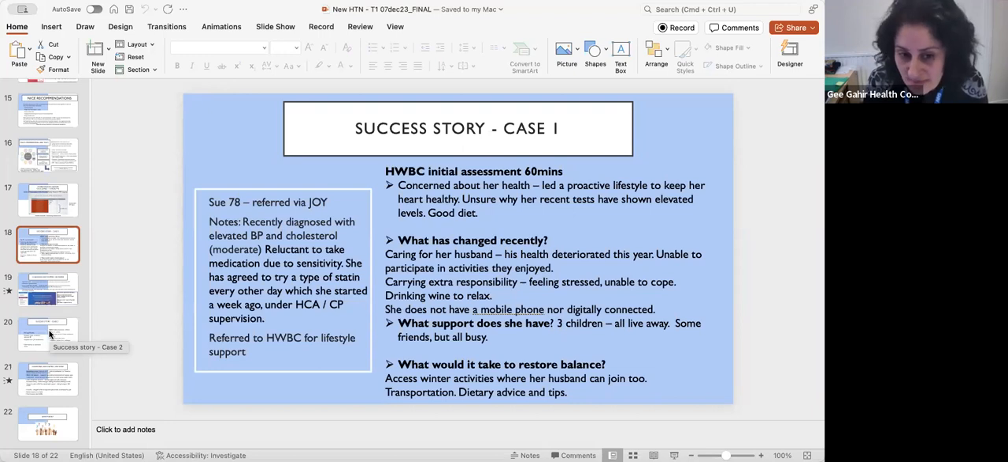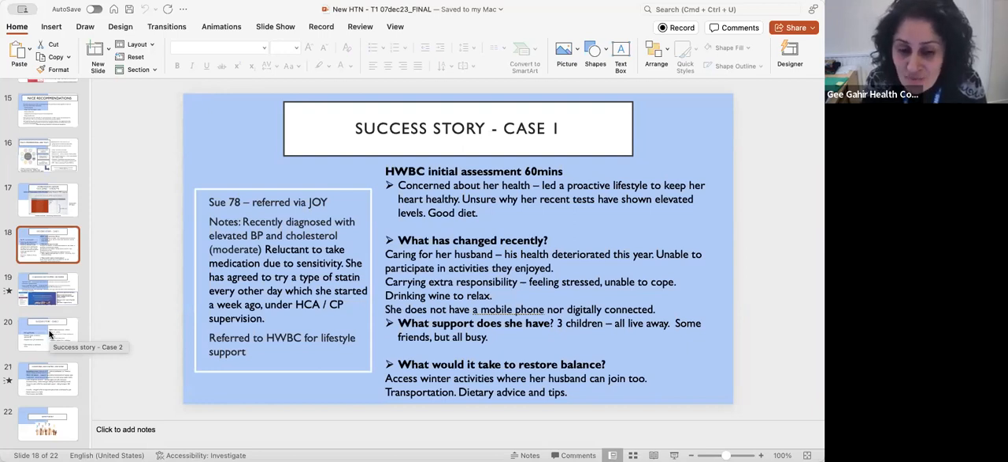So I asked her what had changed recently. And she said her husband had fallen ill that year, and she'd started caring for him. So his health has deteriorated, and both of them were unable to participate in the activities that they had enjoyed. So their physical activities had declined. And she was carrying the extra responsibility, feeling stressed, unable to cope. Her family lived far away, so she didn't have any immediate help close by.